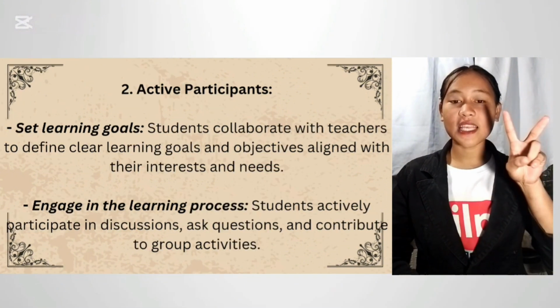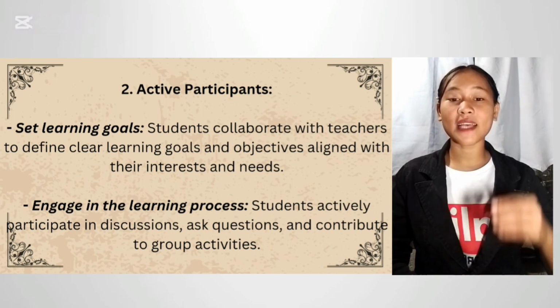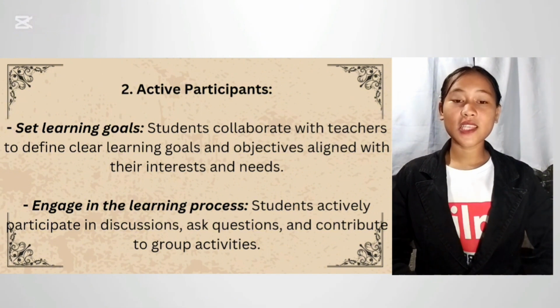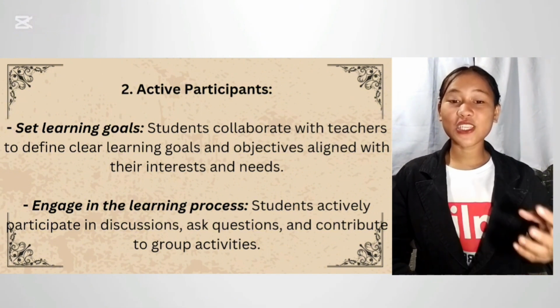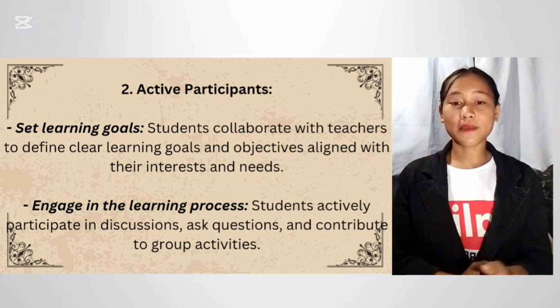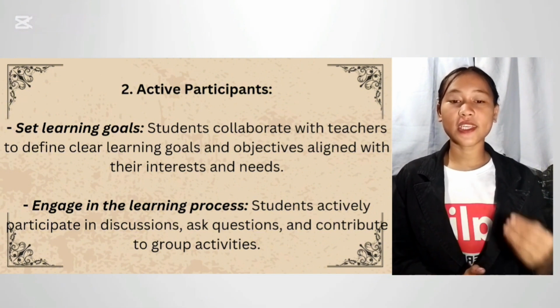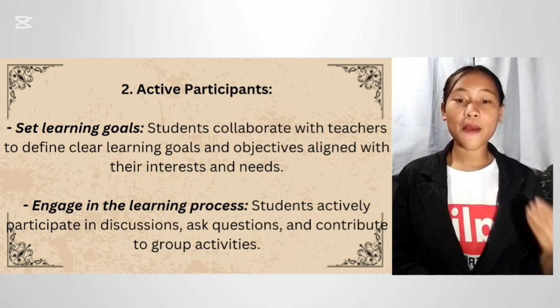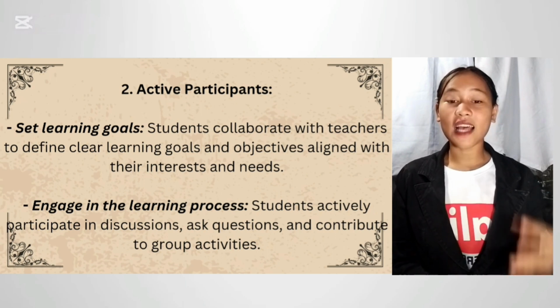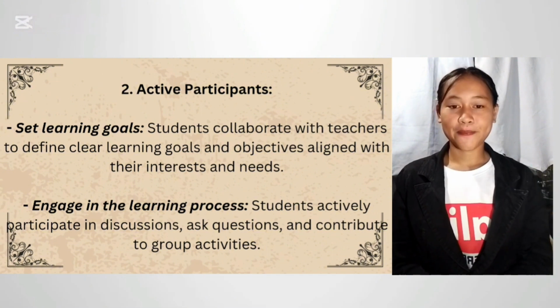The second one is the active participants. Under the active participants, we have setting learning goals. It means students collaborate with teachers to define clear learning goals and objectives aligned with their interests and needs. Next we have engaging in the learning process. The students actively participate in discussions, ask questions, and contribute to group activities.